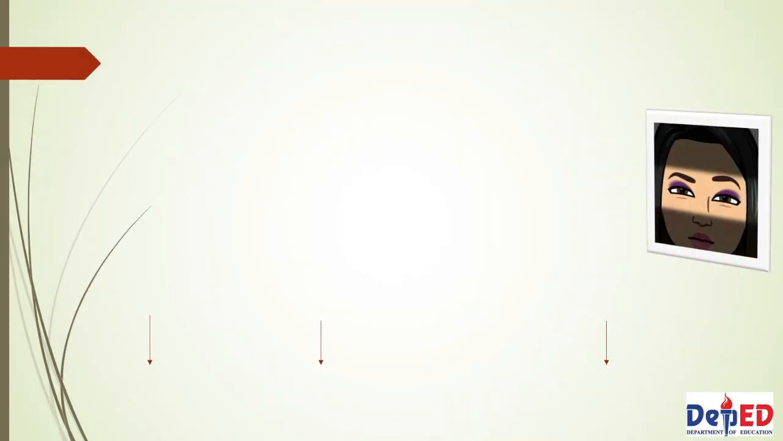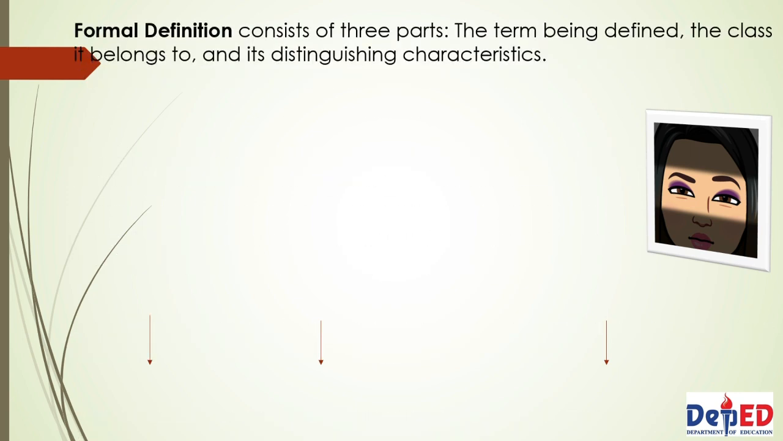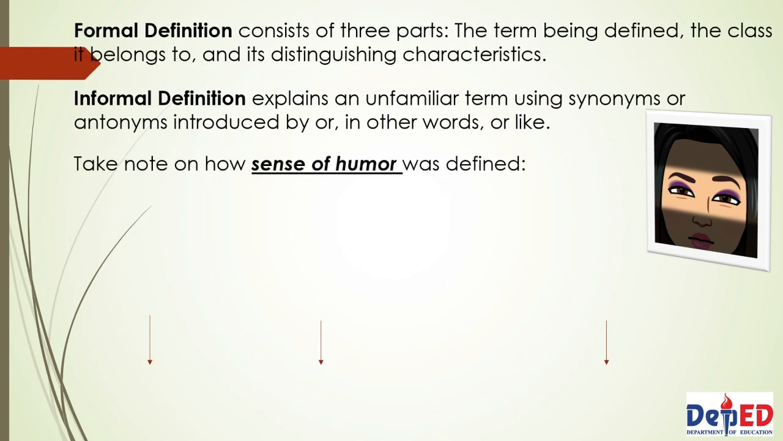Now, there are two ways to distinguish an expanded definition. It could be through formal definition or informal definition. The formal definition consists of three parts. These are the term being defined, the class it belongs to, and its distinguishing characteristics. While informal definition, on the other hand, explains an unfamiliar term using synonyms or antonyms introduced by the words or, in other words, or like.